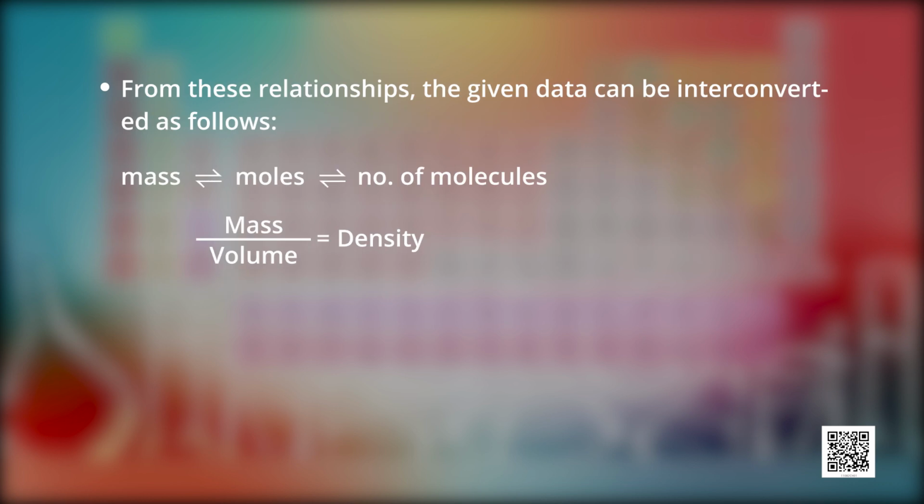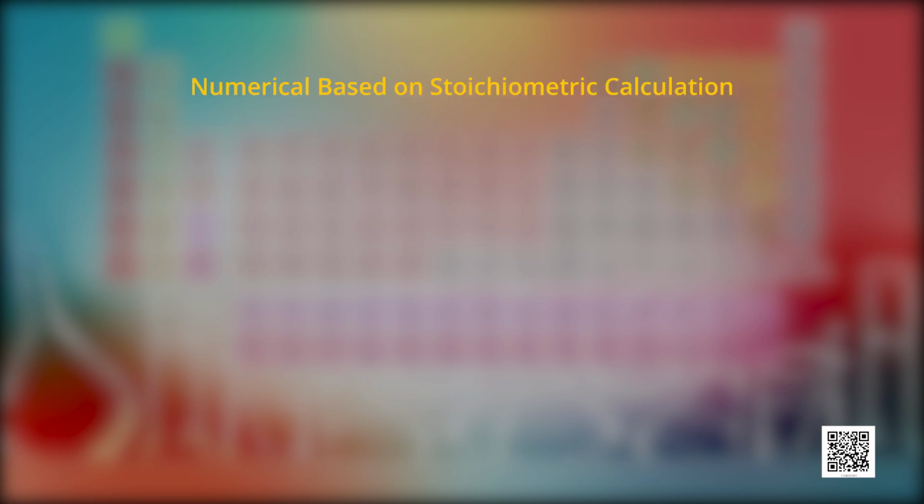From these relationships, we can convert mass into moles, moles into number of molecules, or number of molecules into moles and moles into mass and volume also. Dear children, we know that density is equal to mass per unit volume. So we can find out the density also by this. Now let us solve a numerical based on stoichiometric calculation.